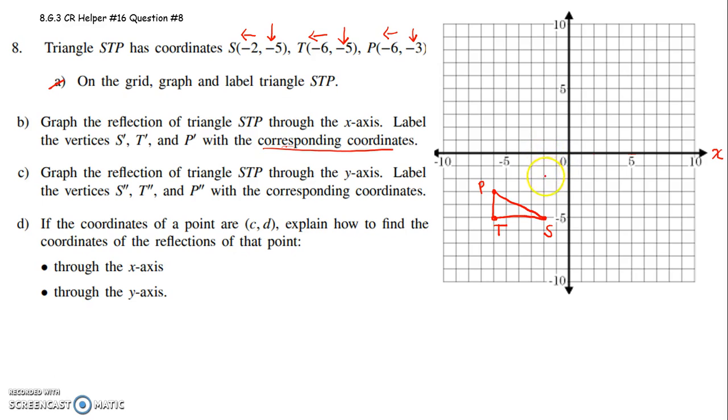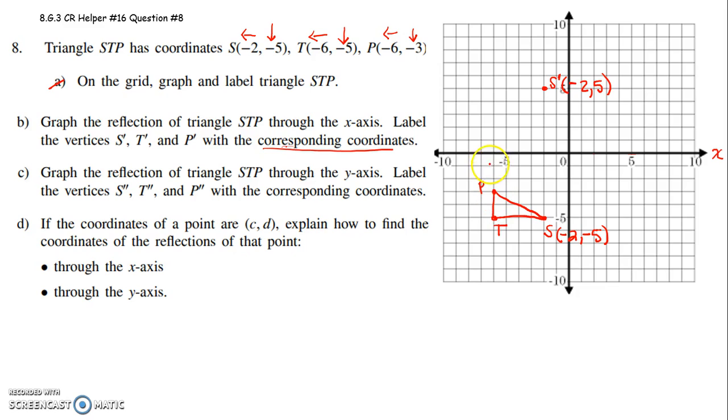S is 5 below the x-axis. So I'm going to graph it here 1, 2, 3, 4, 5 above the x-axis. I'm going to call that S prime. And the coordinates of that would be from (0, 0), 2 left and 5 up. 2 left is -2. 5 up is +5. The original S had been (-2, -5). So hopefully you can see the x coordinate stayed exactly the same and the y coordinate changed sign when I reflected over the x-axis. Now let's go ahead and handle T.